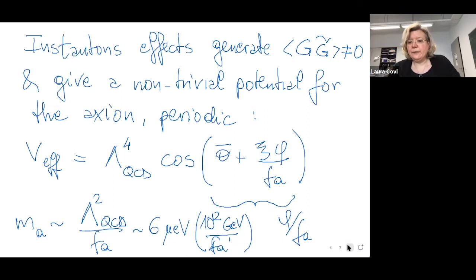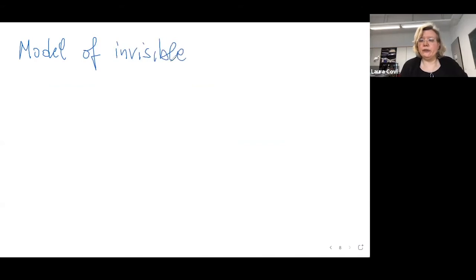And now let me come to the models that were developed at that time. Models of invisible axion. I call it invisible because, of course, the fact that FA was large meant that it was not yet seen. And that's why they are called in this way. One model is very simple, and this is the one I will describe a little bit shortly here. This is what is called the KSVZ model.